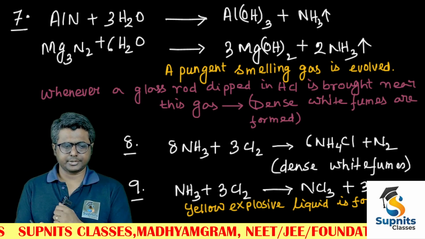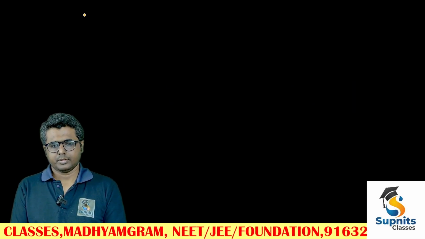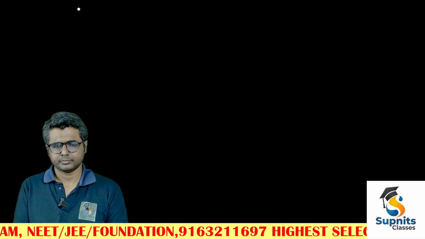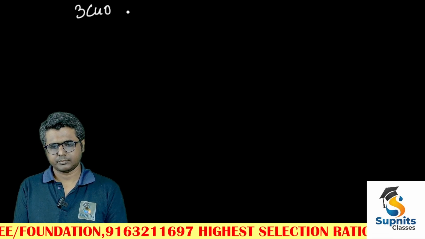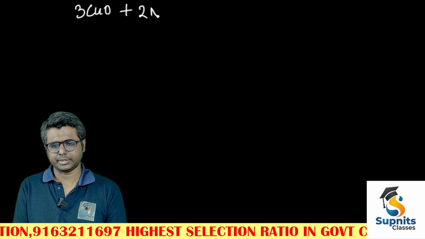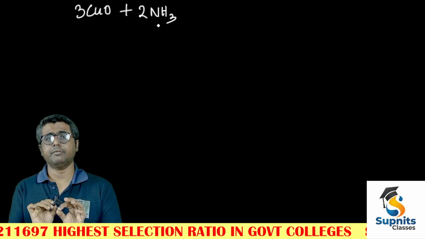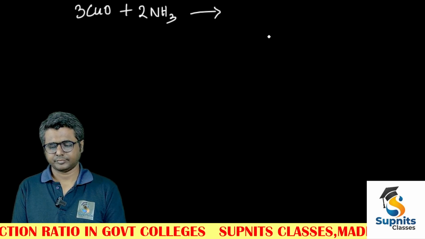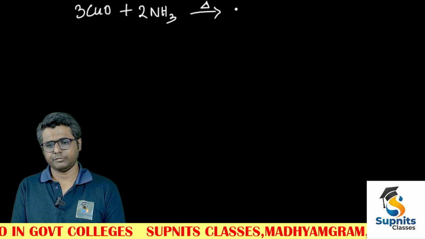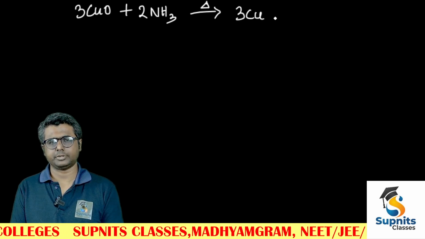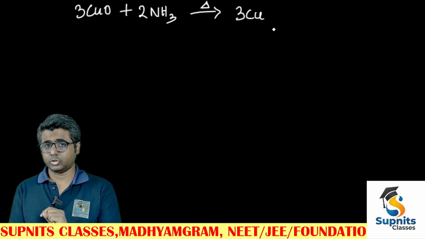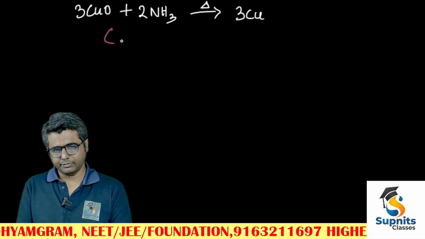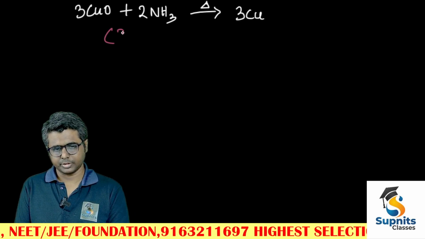Our next reaction is heated copper oxide with ammonia. Very common reaction, many a times asked in examination. So, we cannot leave it open. Here you have to give heat, and copper oxide is reduced to copper. This reaction shows reducing nature of ammonia. Please write down. Whatever important information is there, we have to write down.